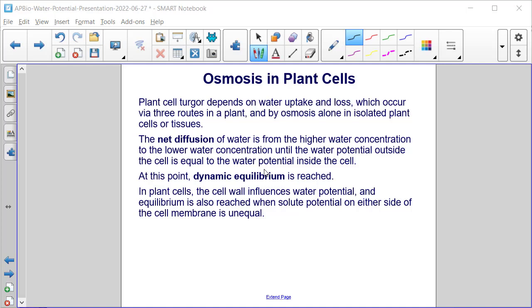The net diffusion of water is from the higher water concentration to the lower water concentration until the water potential outside the cell is equal to the water potential inside the cell. At this point, dynamic equilibrium is reached. In plant cells, the cell wall influences water potential, and equilibrium is also reached when solute potential on either side of the cell membrane is unequal.